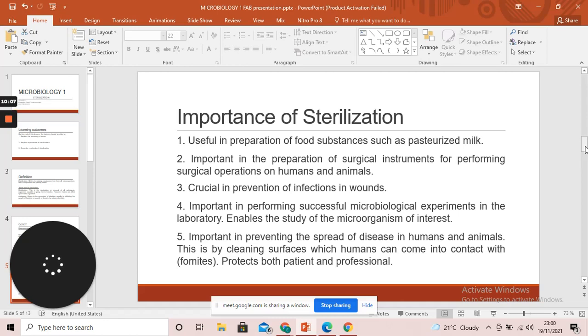Finally, it is important in preventing the spread of disease in humans and animals. This is done by cleaning surfaces which humans come into contact with. There's a term called fomites, which includes the microorganisms which are found on surfaces. So it protects both the patient and even the professional who come into contact with surfaces.